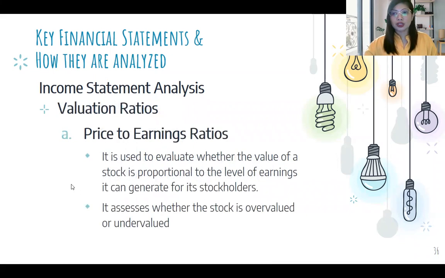For the valuation ratios, we have the price to earnings ratio, which is used to evaluate whether the value of a stock is proportional to the level of earnings it can generate for its stockholders. It assesses as well whether the stock is overvalued or undervalued. That's what we call the price to earnings ratio.